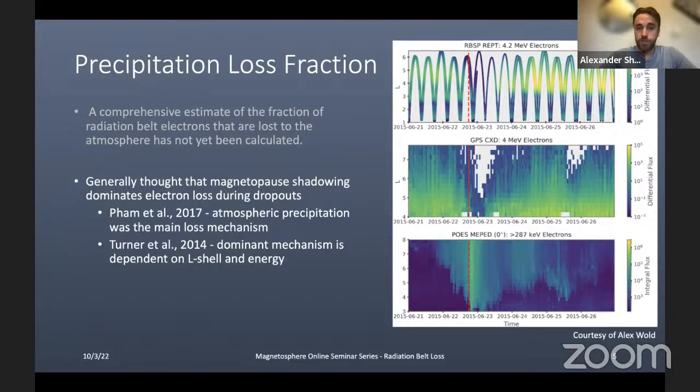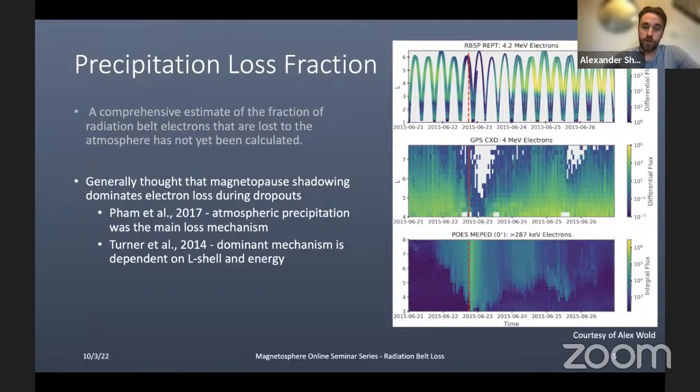On the plot on the right, the color is differential energy flux, and we're looking from top to bottom at RBSP, GPS, and POES, so going from the highest altitudes down. At the dashed red line, RBSP and GPS both observe a dropout event in the around 4 MeV energy channel. At the same time, at low altitude, 800 kilometers, POES, which is a little different energy channel than what GPS and RBSP are measuring, the integral energy channel above 287, sees enhanced precipitation at the exact same time.